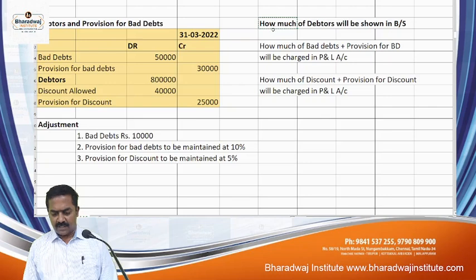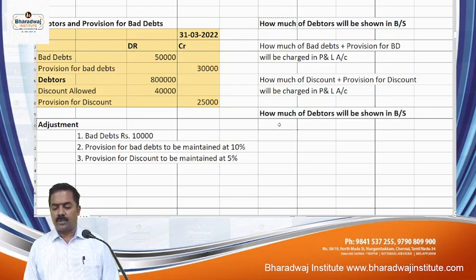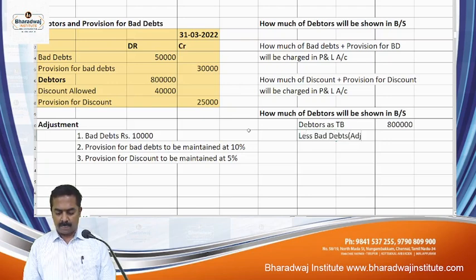So first let us answer this question. What is the first question? How much of debtors will be shown in balance sheet? Let us work along with me. Debtors as per trial balance. What is the debtors as per trial balance? 8 lakhs. Less bad debts to be adjusted. What is the bad debts to be adjusted? 10,000. This will give us gross debtors value.